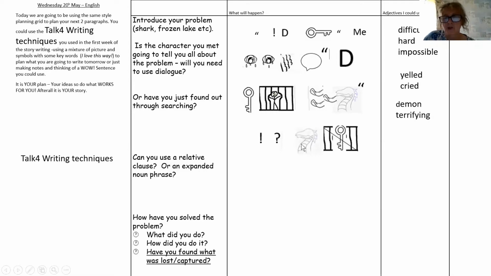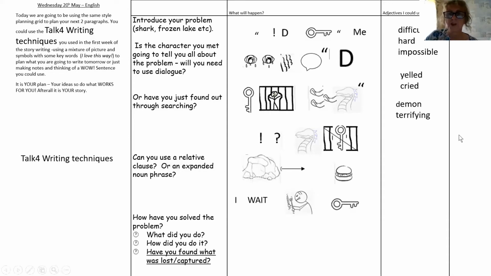So I'm thinking, the dragon is guarding the key. And there he is in his cave. So the dragon is guarding his key, but he's going to have to leave when he gets hungry. So that might be what I'm going to do. I'm going to wait until he gets really hungry, and then I'm going to grab that key. So in this, I have just used my talk for writing and symbols and my adjectives down there. That's all I've used in this part.